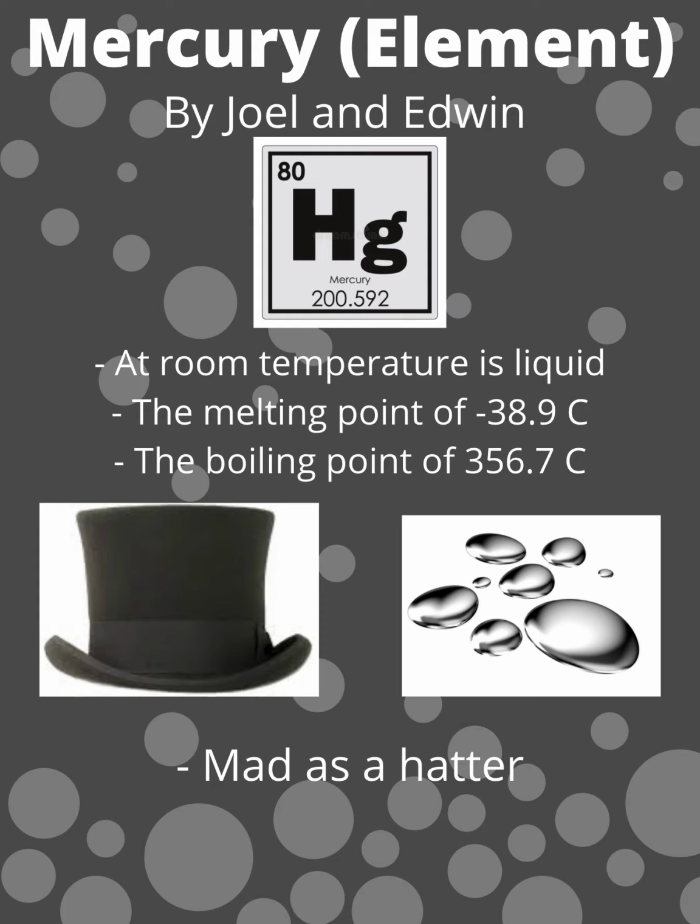ton of rock. Mercury has a melting point of negative 38.9 Celsius and a boiling point of 356.7 Celsius, and is usually found in liquid form at room temperature.